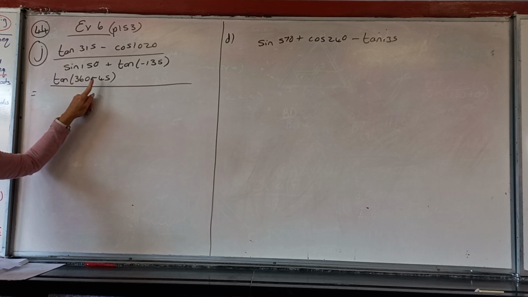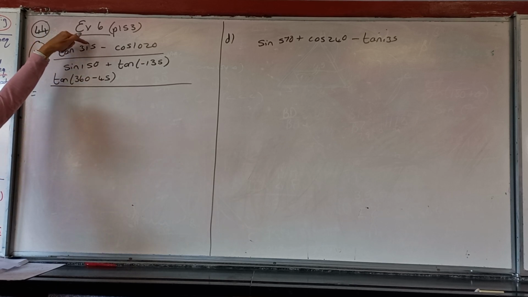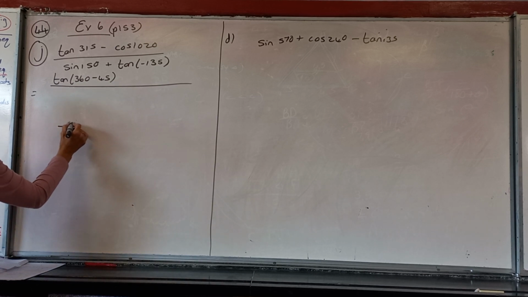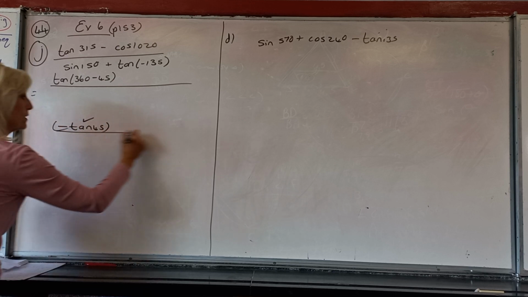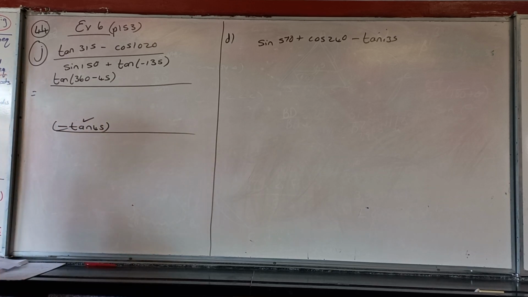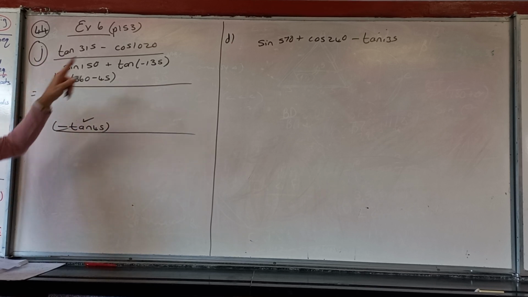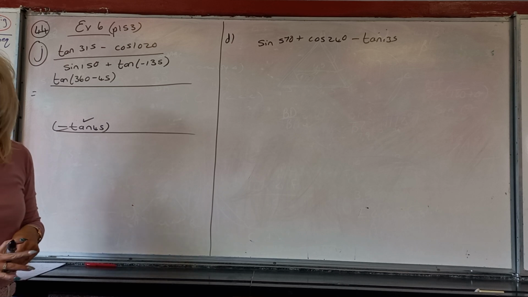But then you've also got to take into consideration that you're in the fourth quadrant where tan is negative. So if you can immediately say minus tan 45, that would be your first mark for that specific step. So whether you show it or not, it's just helping me at this stage, I think, to show it. Then 1020.